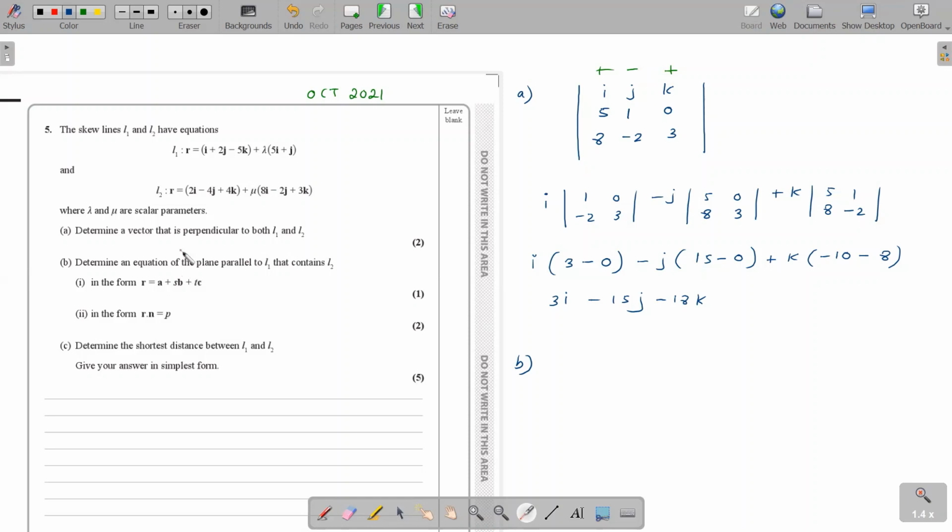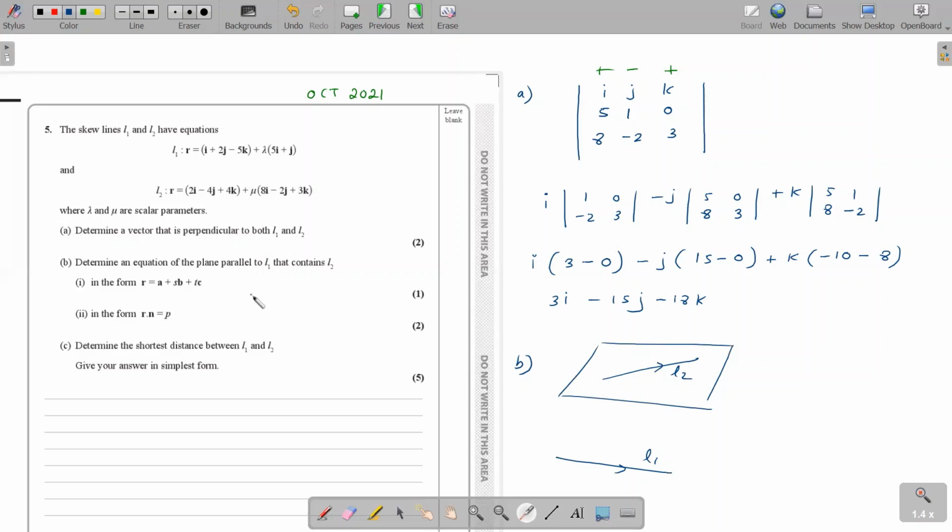Okay. So the first thing is they tell you to determine the equation of the plane parallel to line 1. So the plane is parallel to line 1 and it contains line 2, which means what? Your plane directly contains line 2 on top of it, and it is parallel to line 1. Line 1 doesn't lie on top of this plane, but line 2 is directly on it.